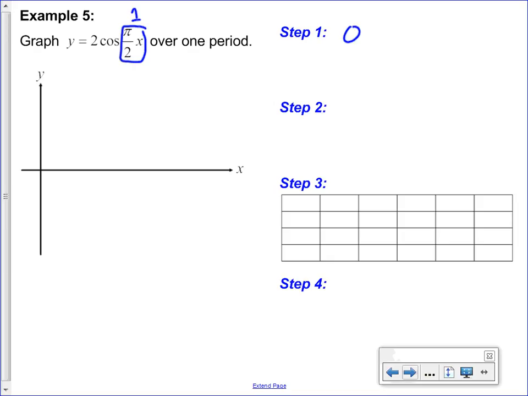Step 1. This is the first part right here, right? Here we go. 0, pi over 2 x, and then 2 pi. Okay. That's our period. So let's start working through it.